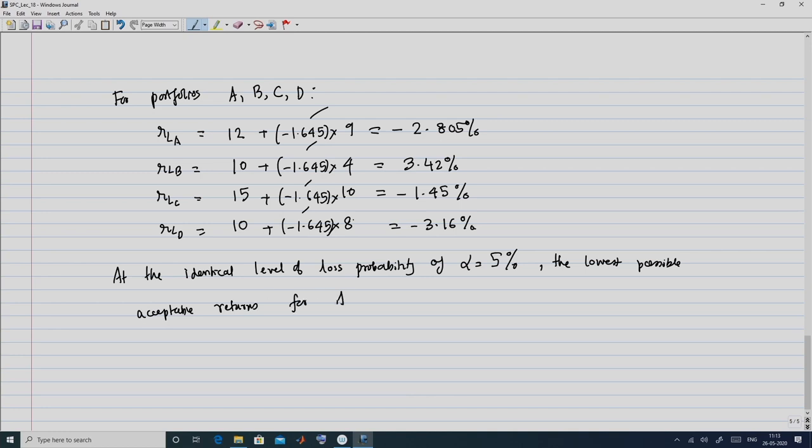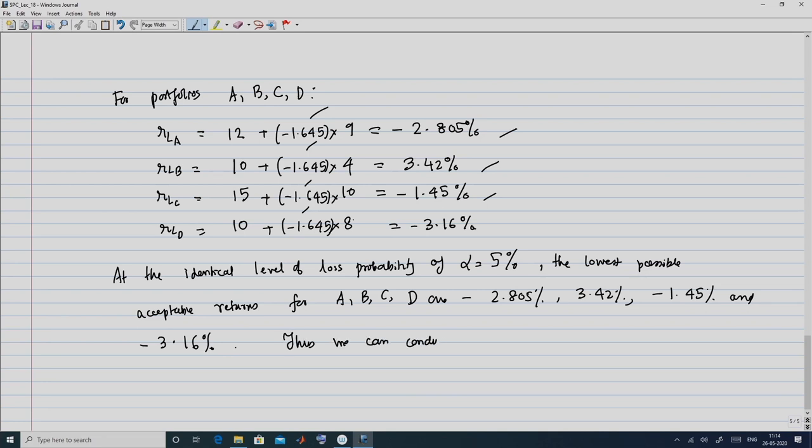returns for A, B, C, D are minus 2.805%, 3.42%, minus 1.45%, and minus 3.16%. Thus, we can conclude that the desirability of the portfolios is in the following order.